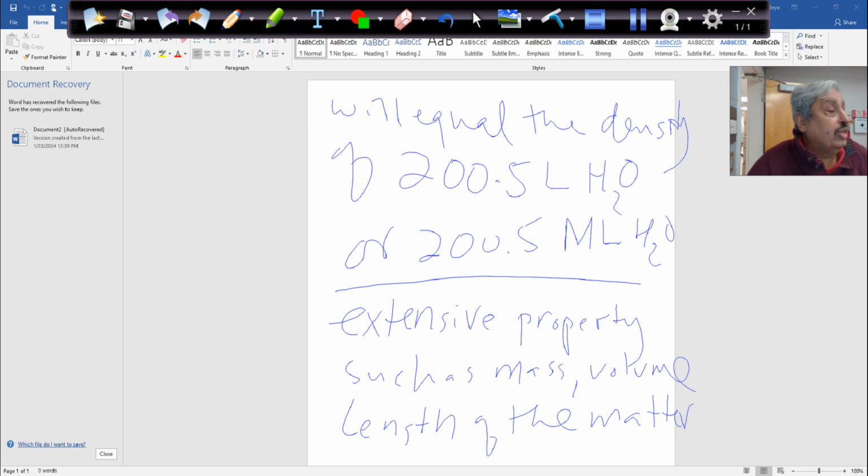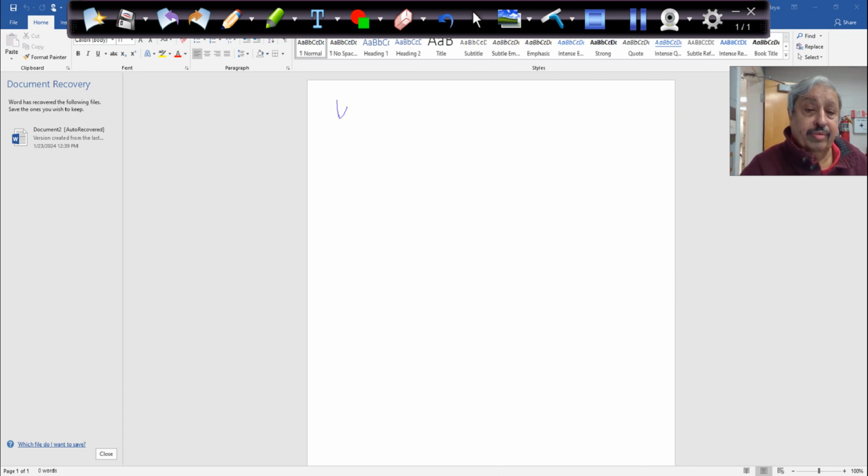Those are extensive, meaning they are changing with amount. The amount is changing. So extensive properties such as mass, volume, length of the matter are changing with changing amount. Correct.